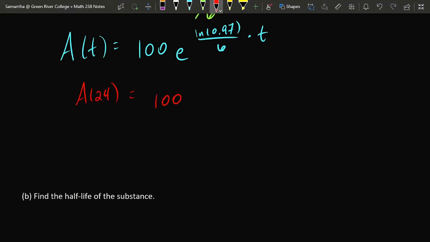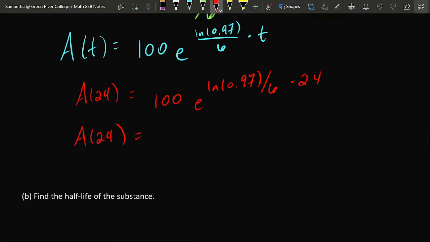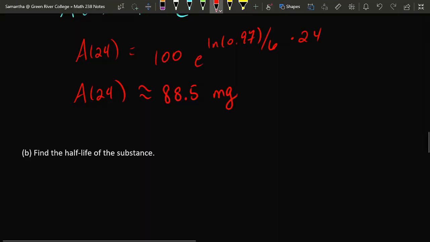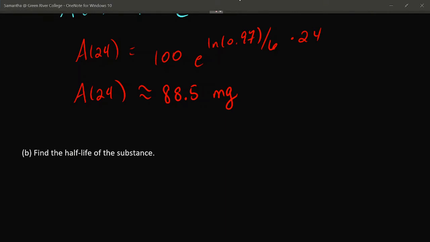So all I have to do is plug 24 into the equation where t lives, and let me go get a decimal approximation using a calculator. Okay, so I've gone ahead and calculated that number off to the side, and that number is equal to 88.5 milligrams rounded to 1 decimal place.